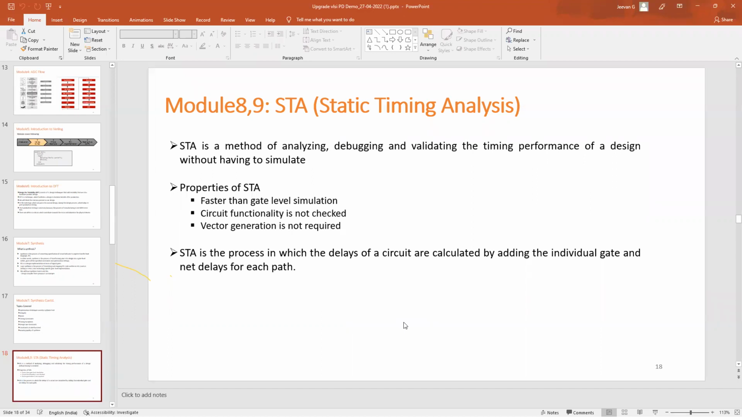We need to provide the people who enter into Upgrade VLSI Technologies with a strong foundation. That is the motto we have. That is why we're going to include every single concept which is helpful for a physical design engineer. We're going to cover those topics and give in-depth analysis. So as modules 8 and 9, we are going to cover static timing analysis.